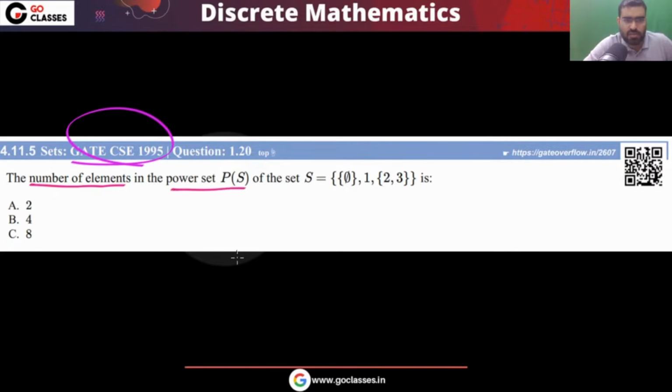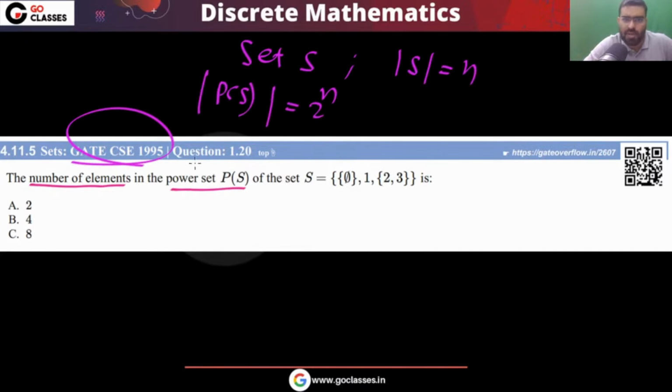set S. This we already know: if you have a set S such that its cardinality is n, then what will be the cardinality of the power set? That will be 2 power n. So if the set S has n elements, then the power set will have 2 power n elements, because the number of subsets will be 2 power n. So in this S, what is the cardinality of S? How many elements does this set S have?